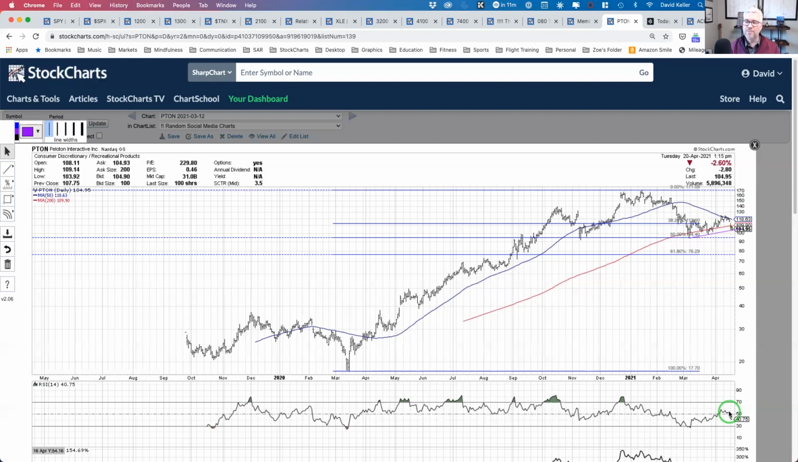At this point, though, I'm seeing more signs of distribution than not. And I always think of the path of least resistance. On the chart of Peloton, it certainly seems for the near term, the path of least resistance is lower.